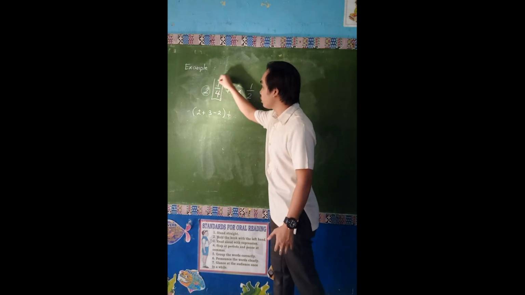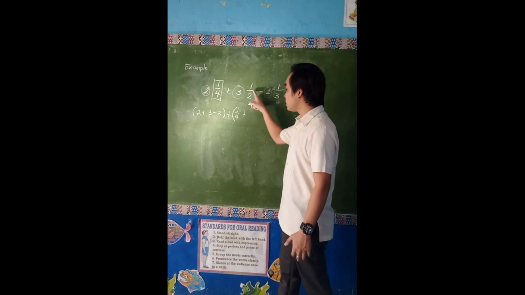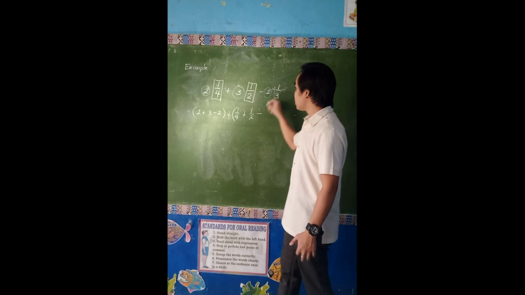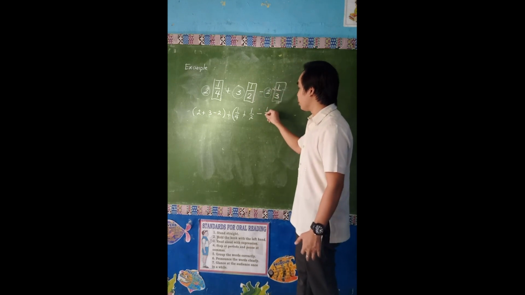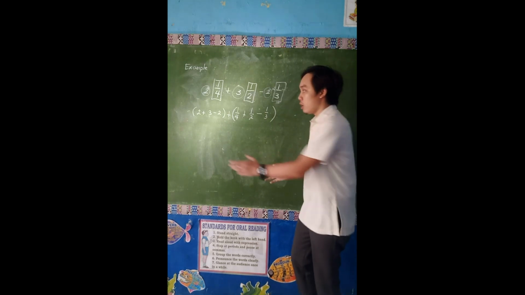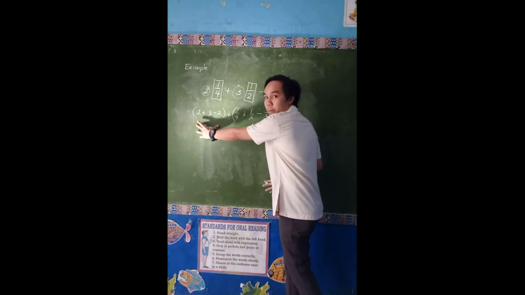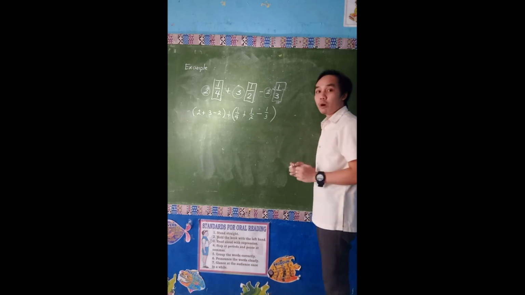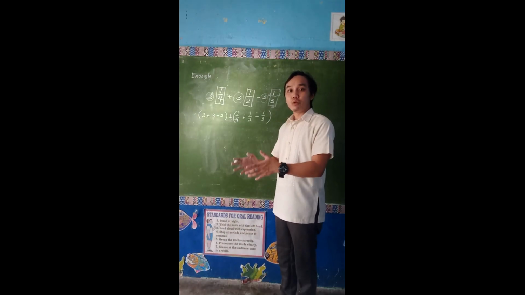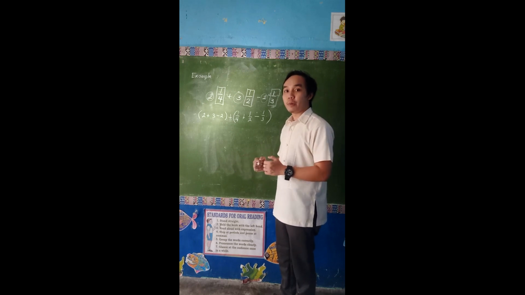So we have 1/4 plus 1/2 minus 1/3. So that's it. That is our groupings. We have the first group for our whole numbers, the second group for our fractions. After grouping our mixed numbers as to whole numbers and fractions, let us perform the operations.